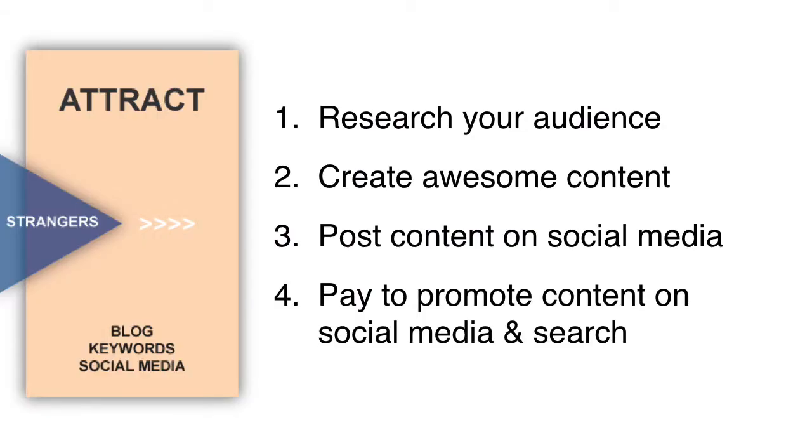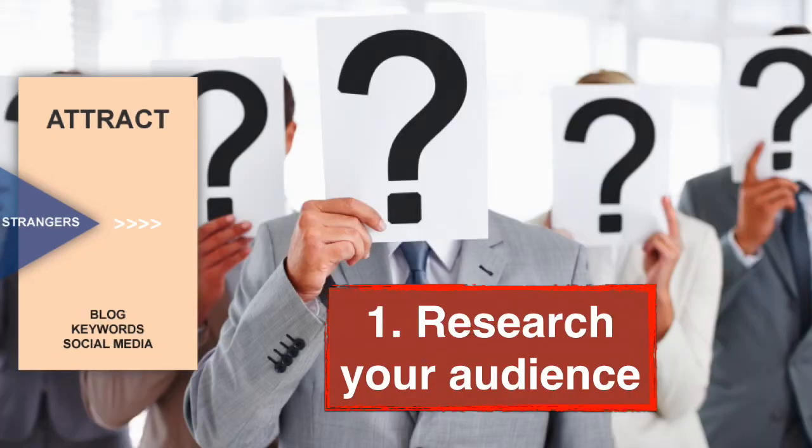So step one is to attract strangers, and that in and of itself is a four-step process. First, you have to do your foundational research into who your audience is, what they want, what kind of content will appeal to them, and how they consume content. We'll talk more about how to do this kind of market research the smart way in the next video.